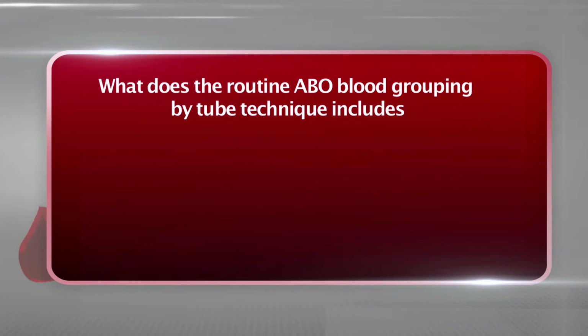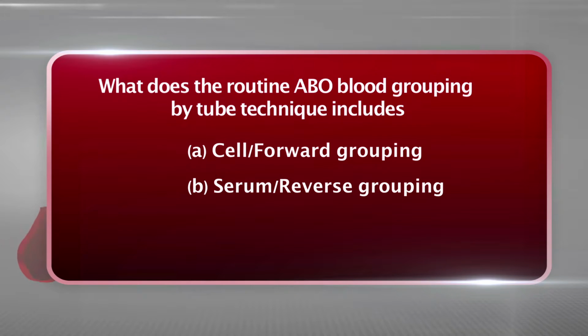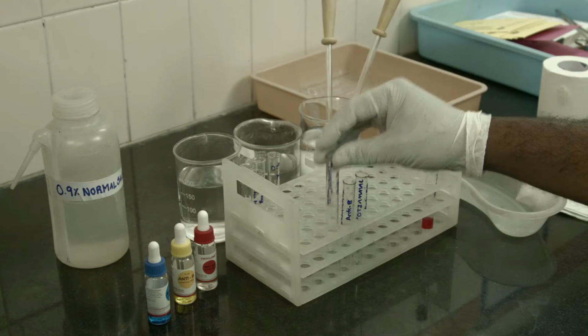What does the routine ABO blood grouping by tube technique include? A. Cell or forward grouping. B. Serum or reverse grouping. C. Both. The correct answer is C. Both.